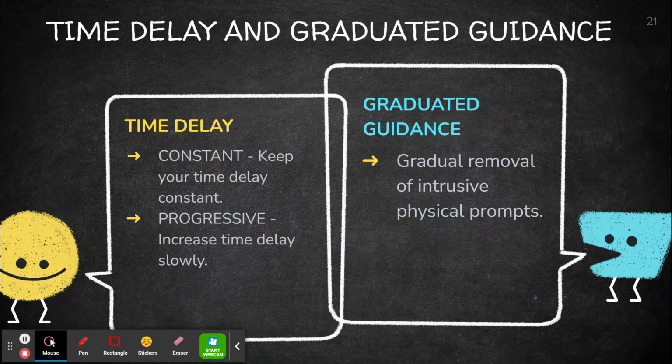So it says here, gradual removal of intrusive physical prompts. From the big white text, it says that graduated guidance begins with the behavior analyst following the participant's movements closely with her hands but not touching the participant. The behavior analyst then increases the distance of her hands from the participant by gradually changing the location of the physical prompt.